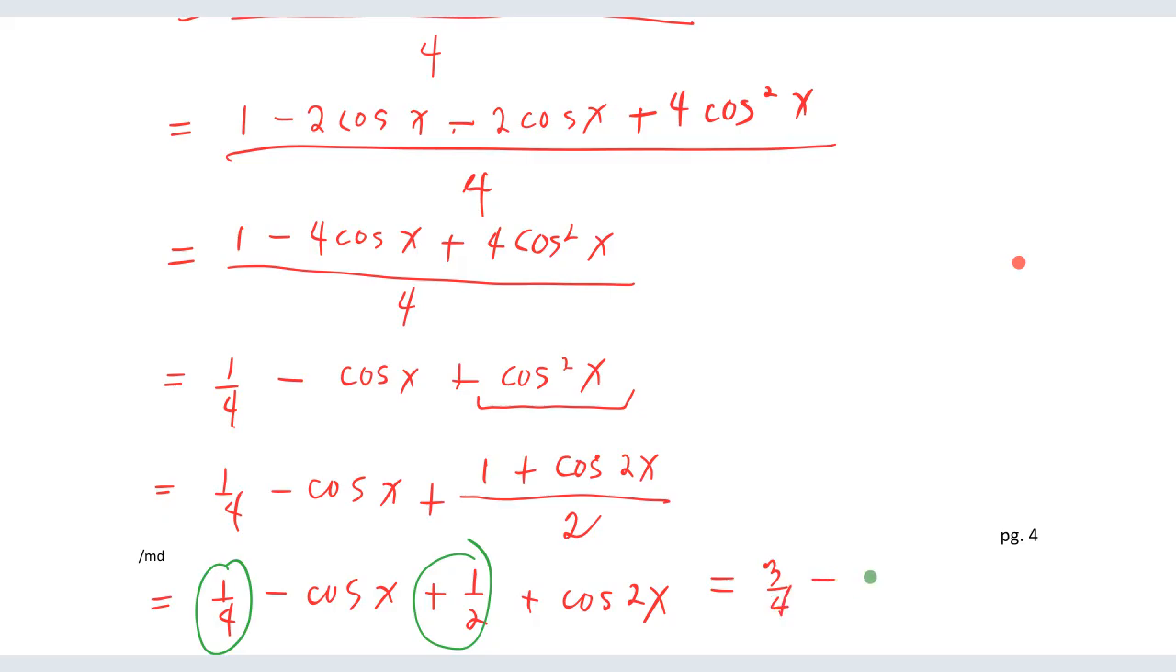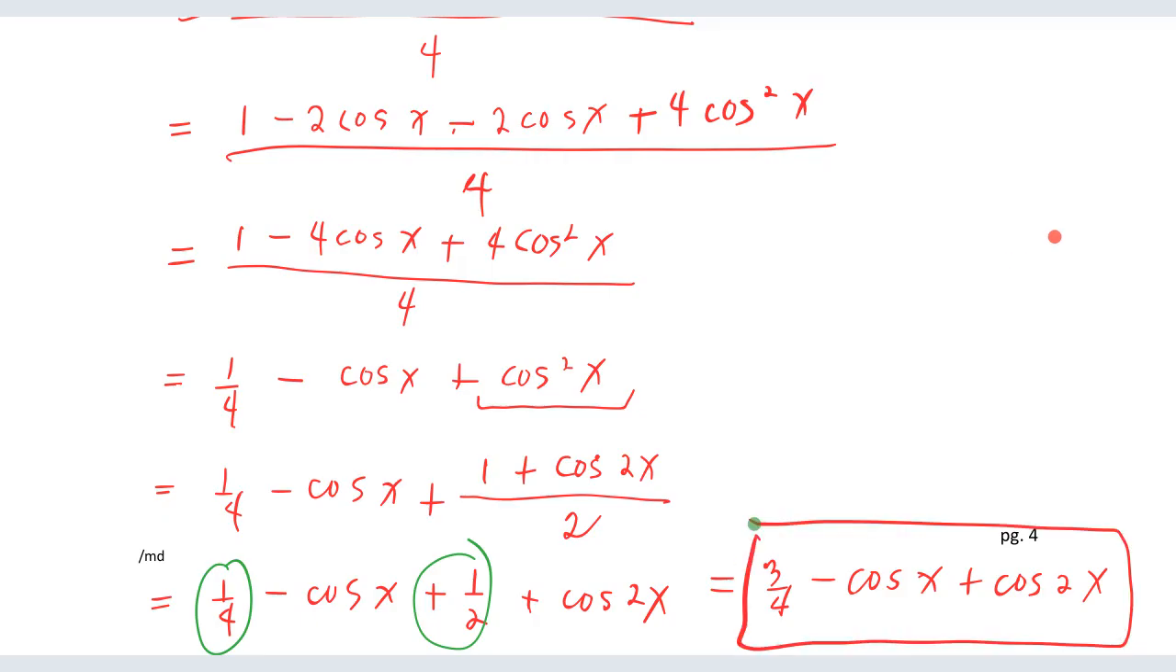Now I'll continue rewriting this cosine x. I'll keep those remaining terms and the cosine double angle. So we have achieved our goal, having those trigonometric functions wherein the exponent is only 1 or not greater than 1. If you are asking whether we can combine this cosine x, negative cosine x, and cosine double angle here, no, because the angles are not the same. So we cannot combine those two trigonometric functions.